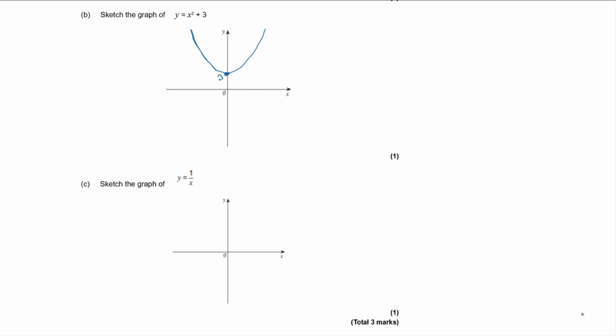I'm just going to mark 3 there where it goes through the y-axis. Part C says sketch the graph of y equals 1 over x. 1 over x is a reciprocal curve, so it looks like that. Important point is you should not touch the axes. They're asymptotes, so they should approach but never touch. It should be vaguely symmetrical. Mine looks a bit pulled at the bottom there, but I think I'll get away with that.